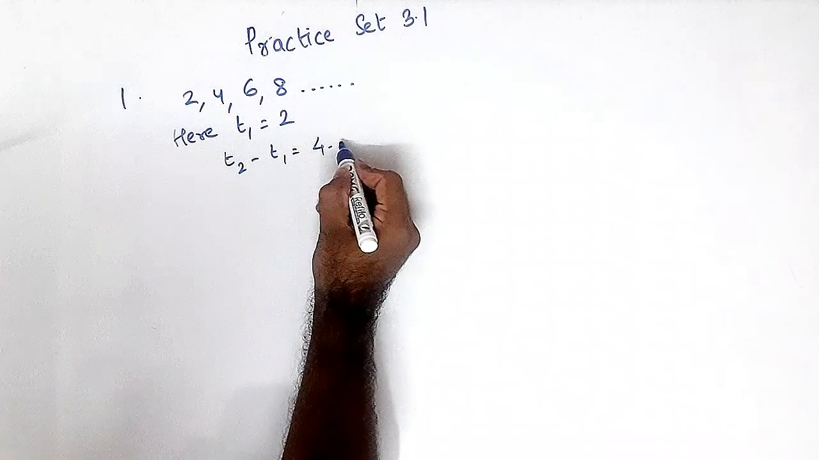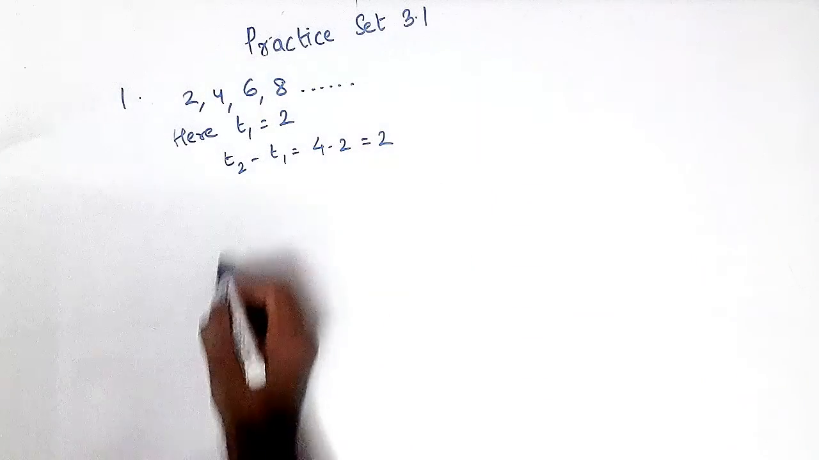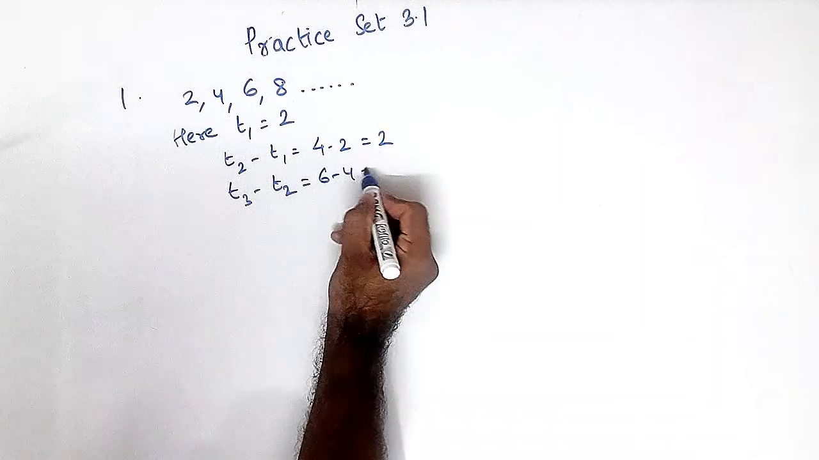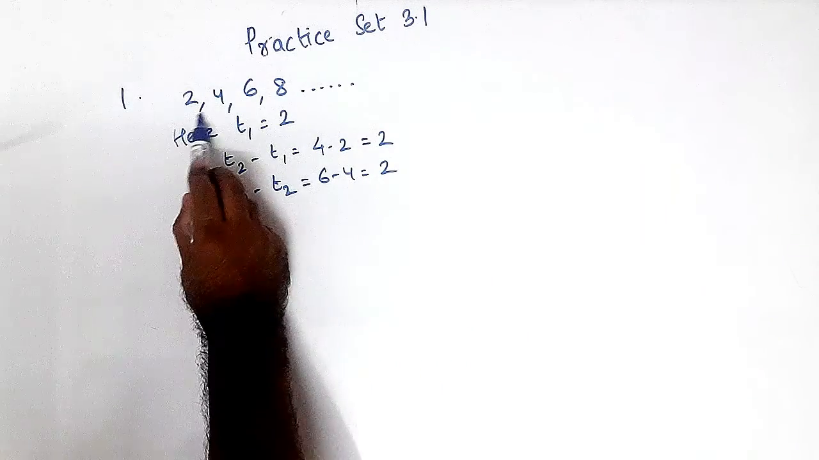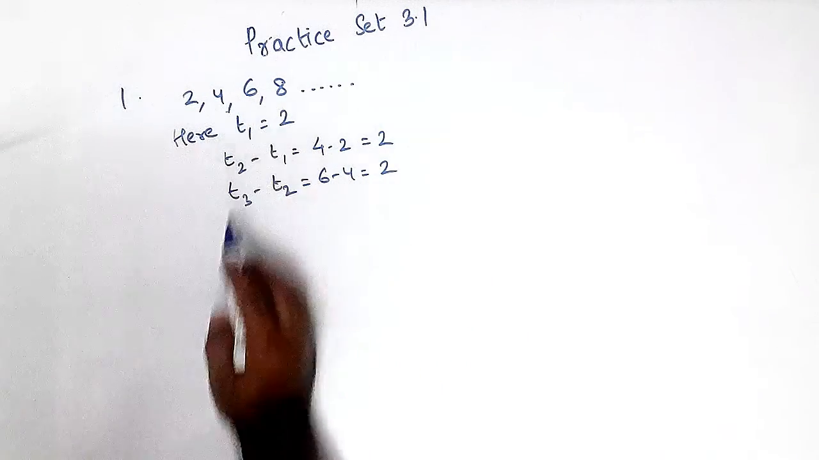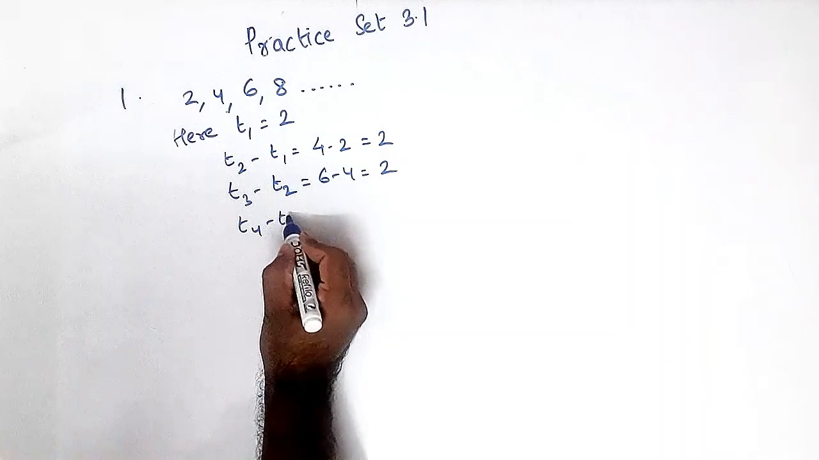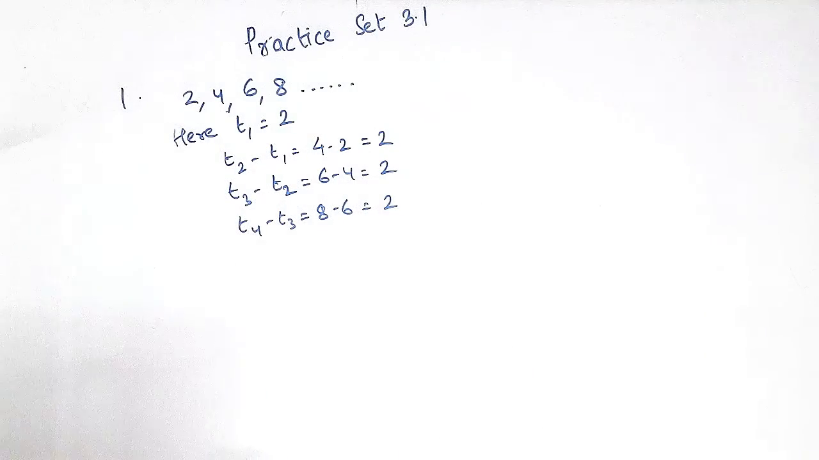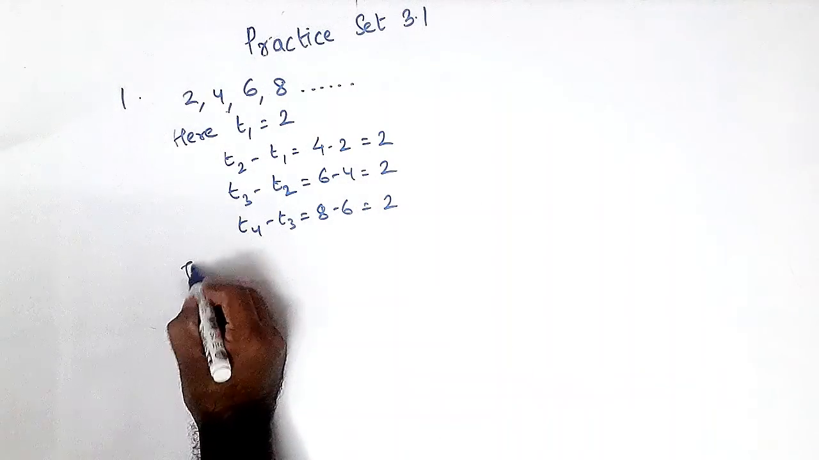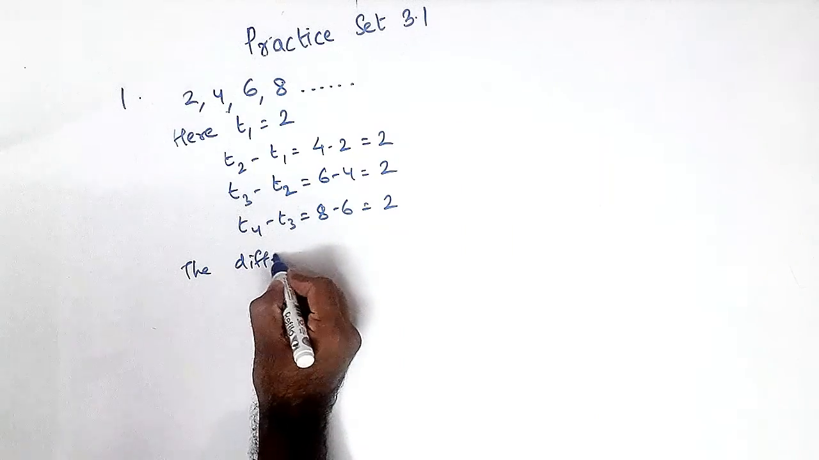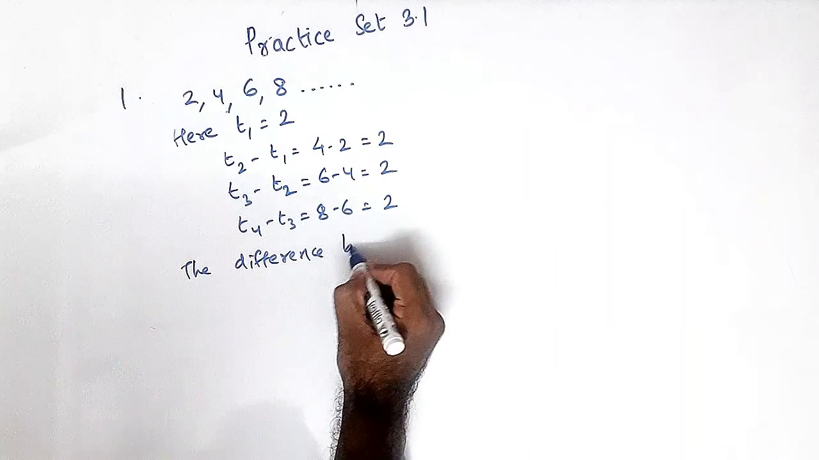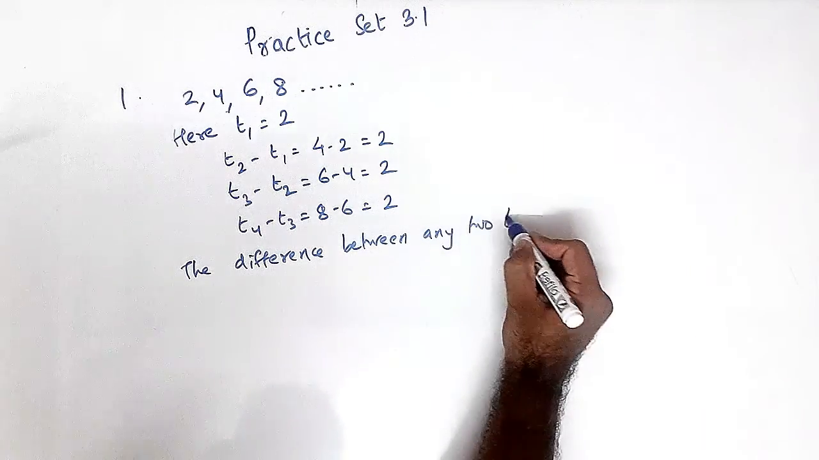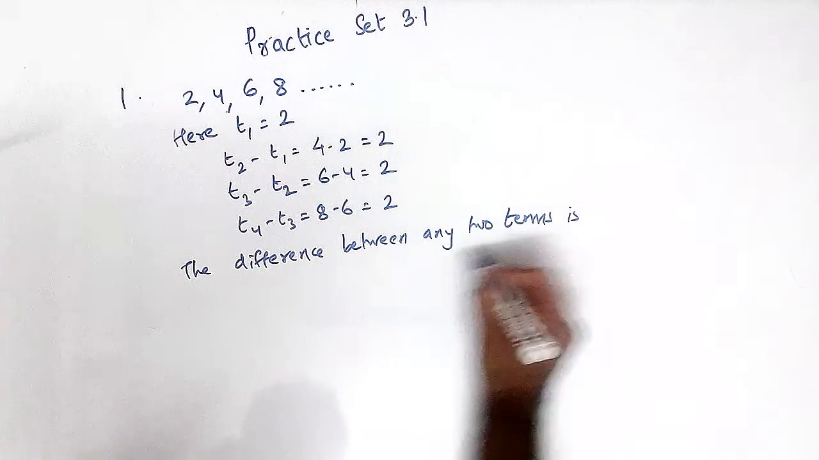T2 minus T1 is 4 minus 2 equals 2. I'll take T3 minus T2 equals 6 minus 4, that is also 2. So you can see the common difference between them is 2. T4 minus T3 is 8 minus 6, that is also equal to 2. So here I'll write the difference between any two terms is constant.